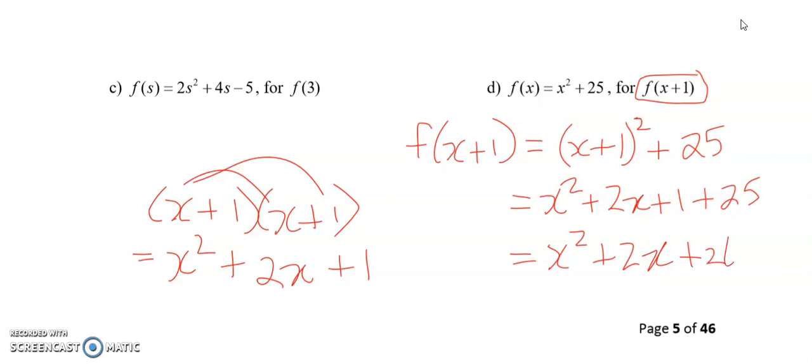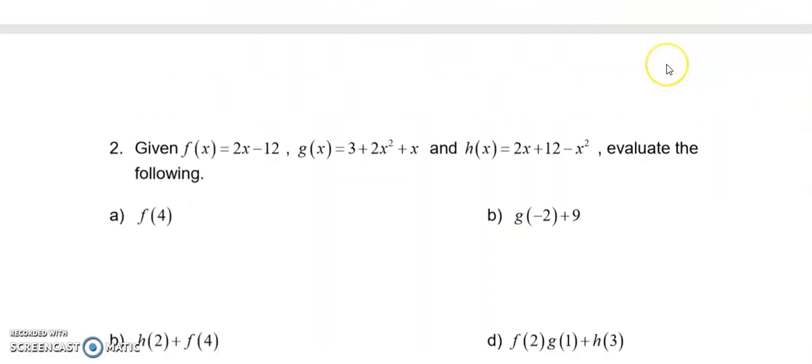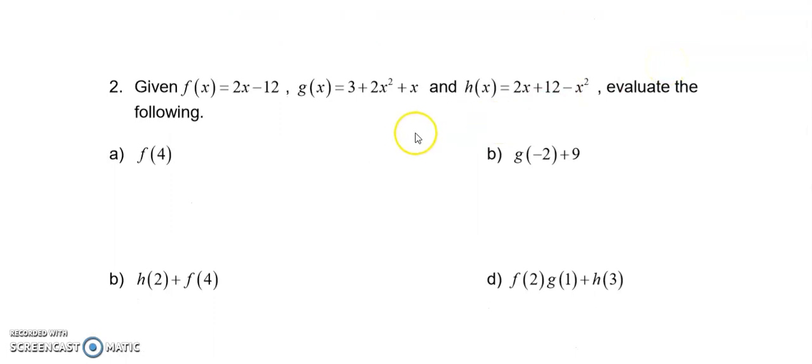Now notice, in this case, for D, you didn't get back just a number either, did you? You got back, in fact, another function, a different function. And that usually is what happens whenever you replace the independent variable with some expression involving x. All right? So I'll leave the ones on page 2 for you to try.